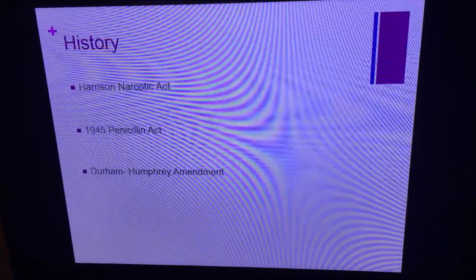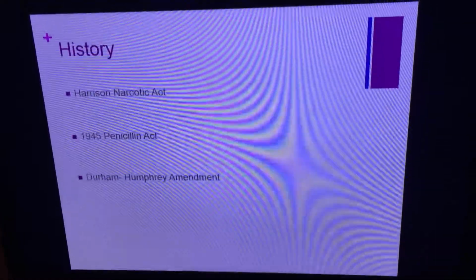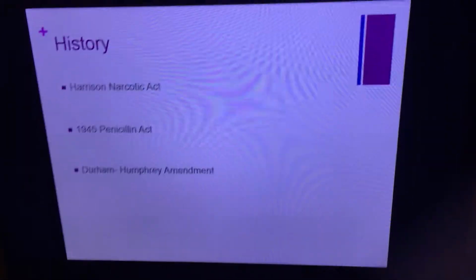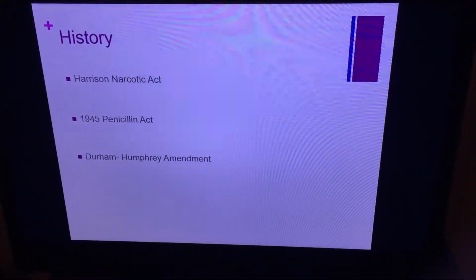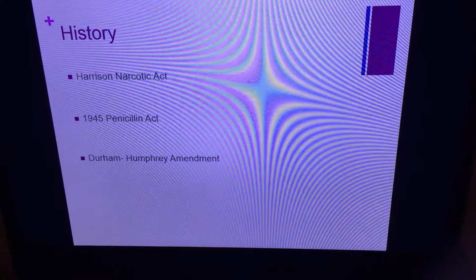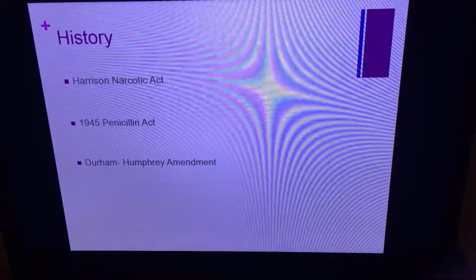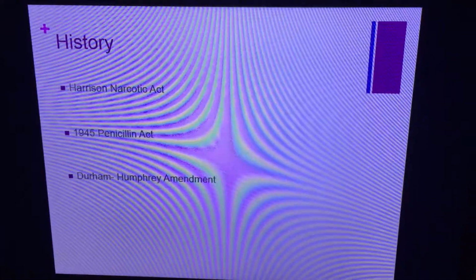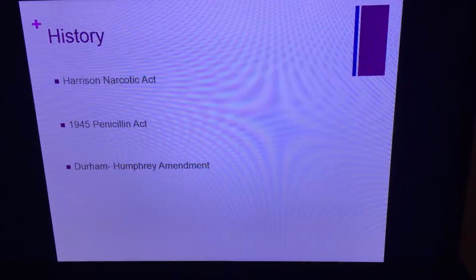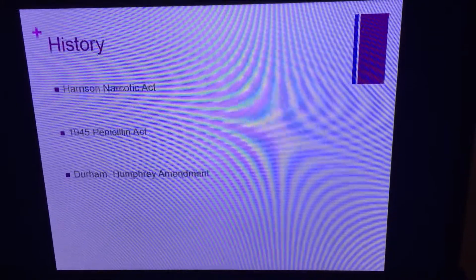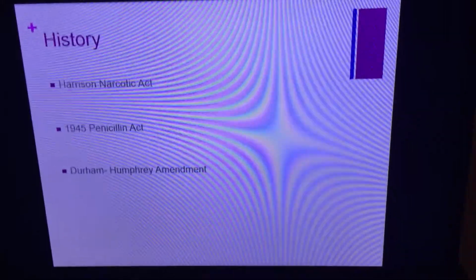Okay, a few more acts to consider are the Harrison Narcotic Act, the 1945 Penicillin Act, and the Durham-Humphrey Amendment. The only one we're going to talk about is the 1945 Penicillin Act. This one was extremely important because it required testing for every single batch of penicillin before it was administered to the public. And you would think something like this would already happen, but it wasn't until this act was instilled that it did occur. And then later down the road, this same ideal was mandated for any other type of drug.